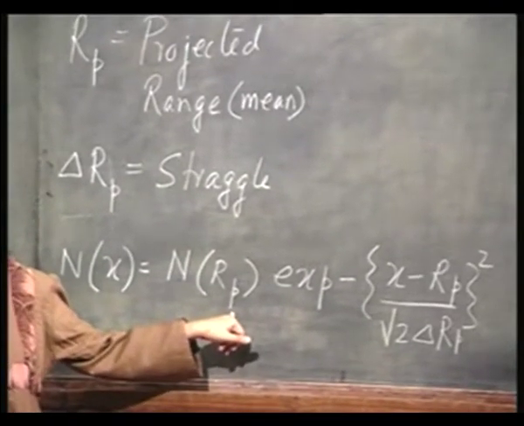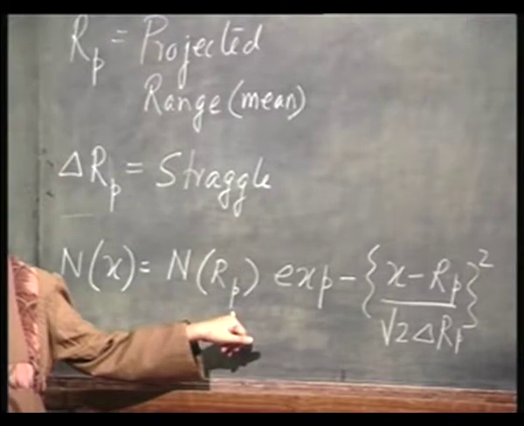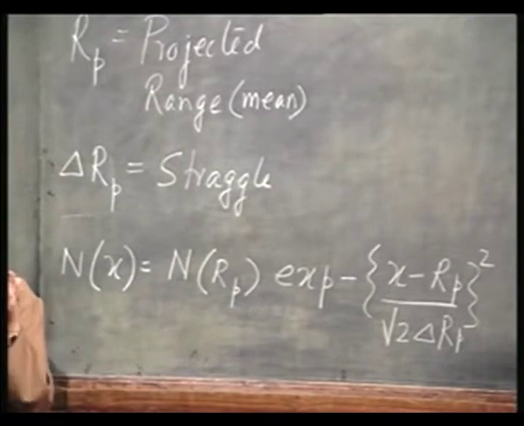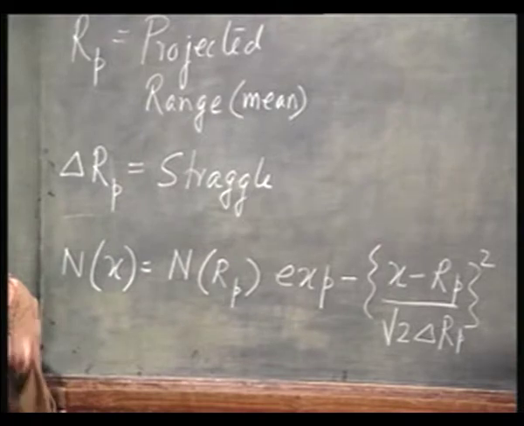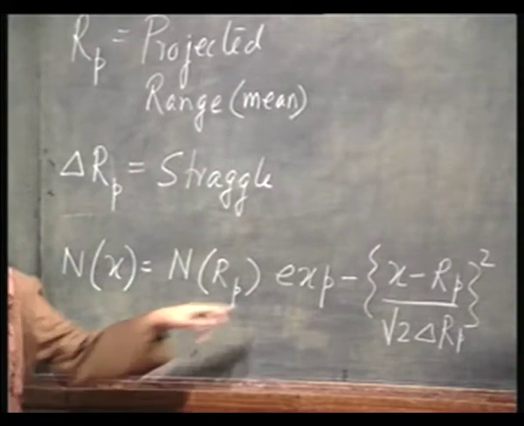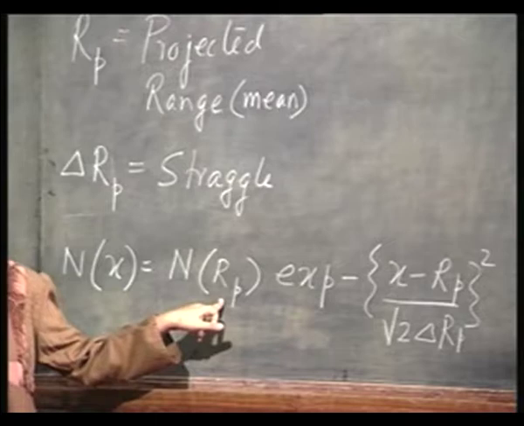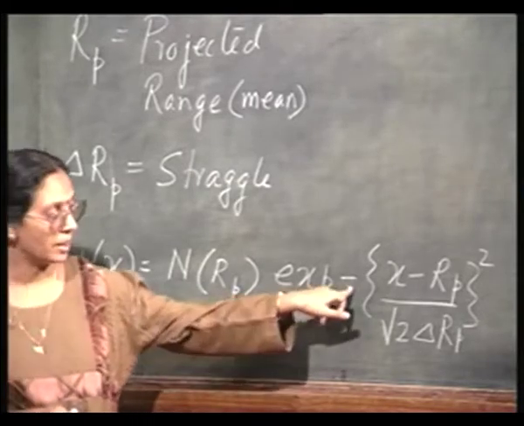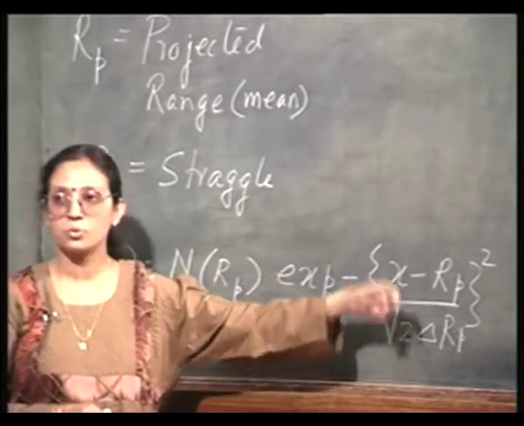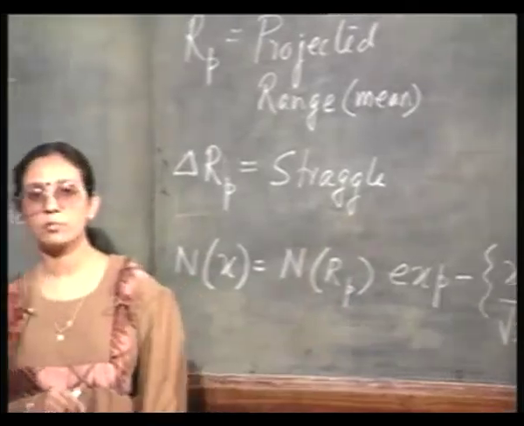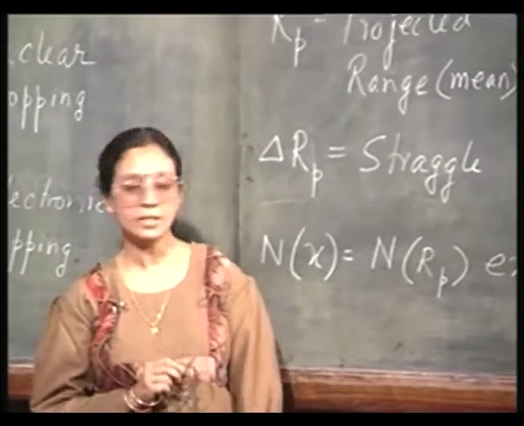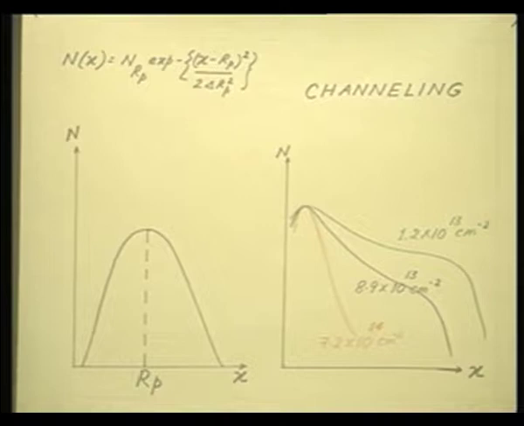Rp is the projected range, the mean projected range, that is where the maximum number of ions are going to come to rest. So, that is where the peak concentration is located, exponential minus x minus Rp by root 2 delta Rp whole square. Another form of writing it is there on the card, where I have written it as x minus Rp whole square divided by 2 delta Rp square, same thing basically. Okay.